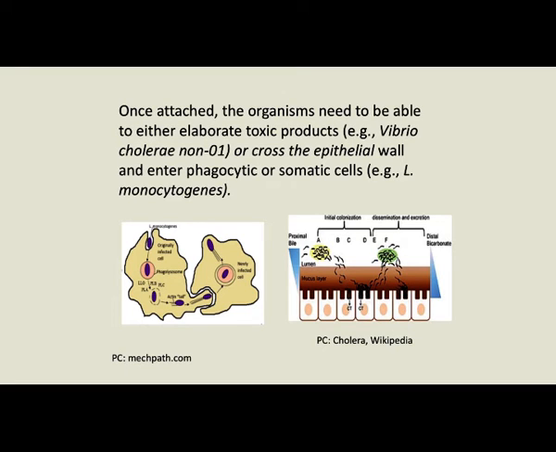Once attached, the organism needs to be able to either elaborate toxic products, for example, Vibrio cholerae O1, or cross the epithelial wall and enter phagocytic or somatic cells, for example, Listeria monocytogenes. So, once the organism has got attached, it would either have to start producing the metabolites, toxins, or it has to cross the epithelial wall and enter the phagocytes or the somatic cells, then start its activity. It cannot continue by holding on to the receptor, getting attached and remaining there.